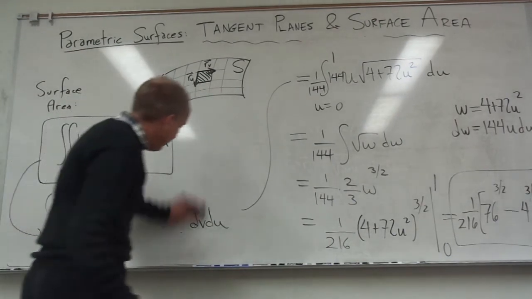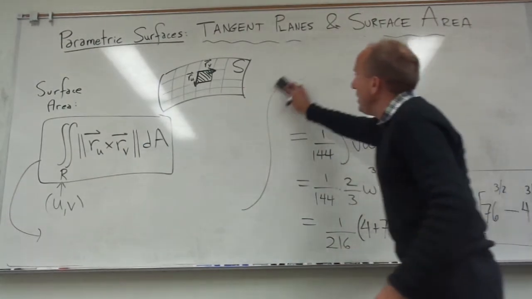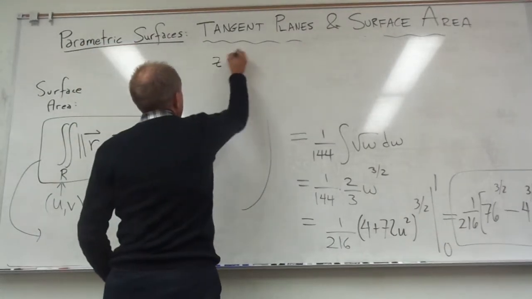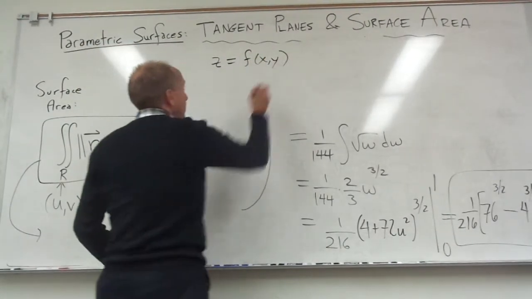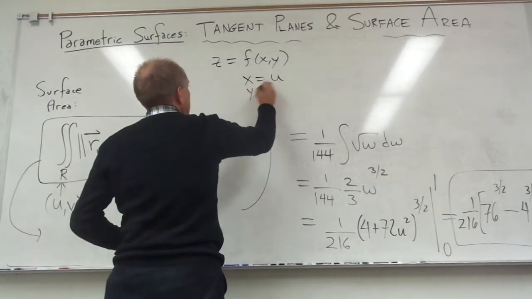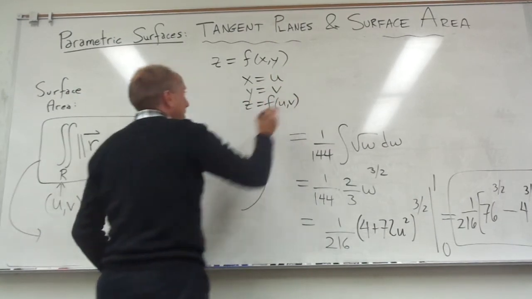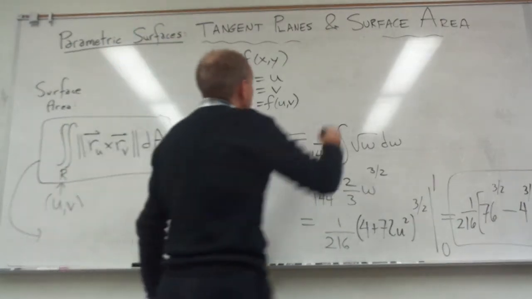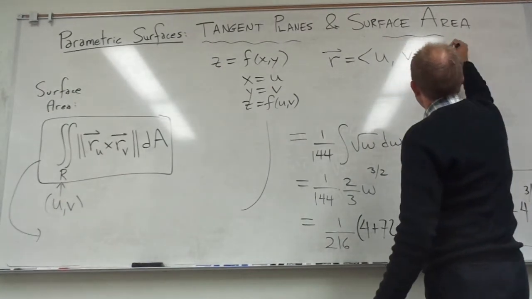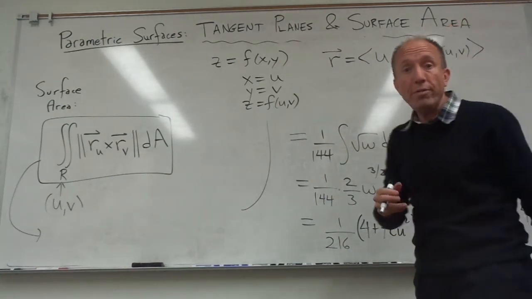By the way, I wonder what happens if we actually have a surface that doesn't really need to be parametrized. Right? So imagine that you just do the trivial parameterization that we wrote down at the beginning. Let x equal u, let y equal v, and let z equal f of u, v. What is your position vector then? Well, here it is. The r vector would just be u, v, and f of u and v.